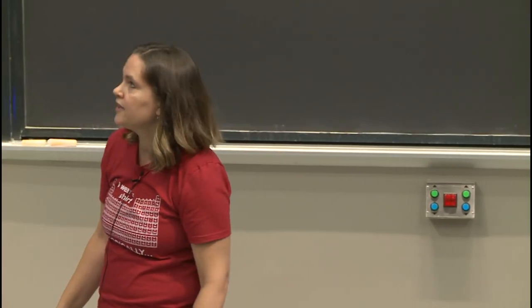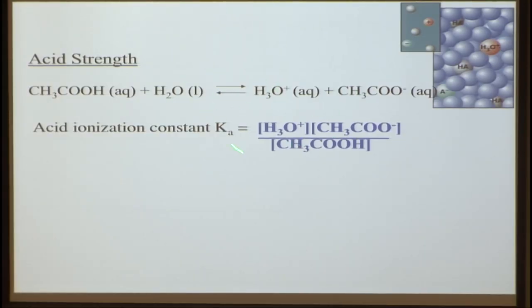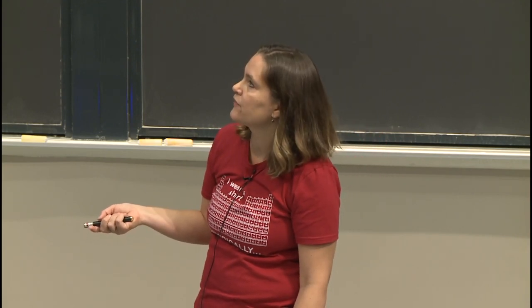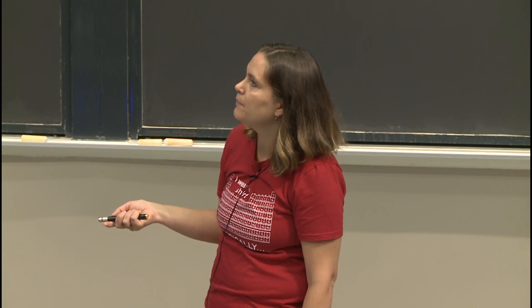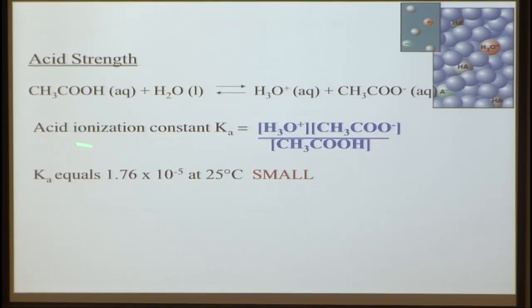Okay, so we can write the expression for Ka. That's equal to the products, our hydronium ion concentration times our conjugate base, over our acid. And we can look at what the value is for this expression, and we can look it up. There's lots and lots of tables of these in your book. And it is 1.76 times 10 to the minus 5, or minus 3. I don't have my glasses, whatever it says there. I think it's 5, at room temperature, which is small.